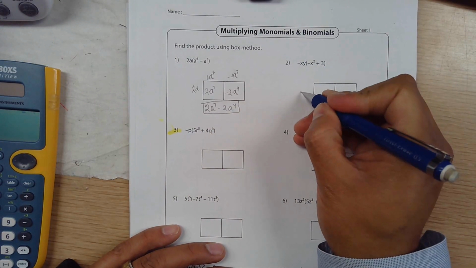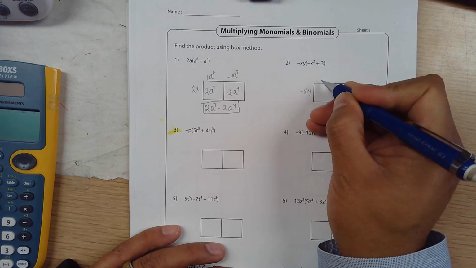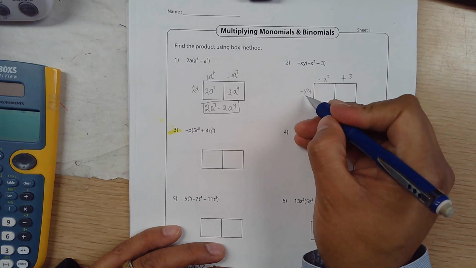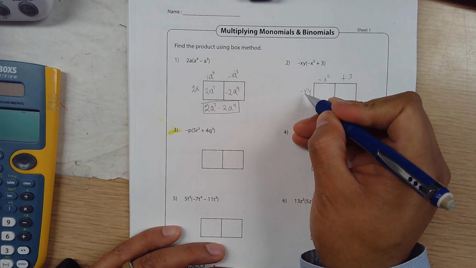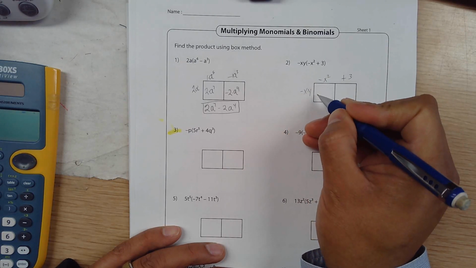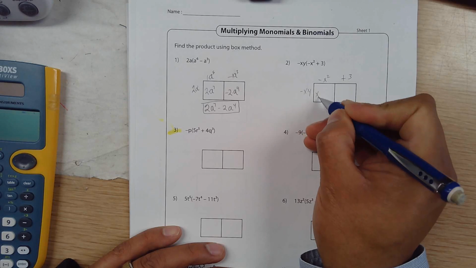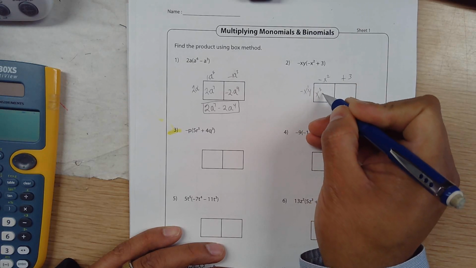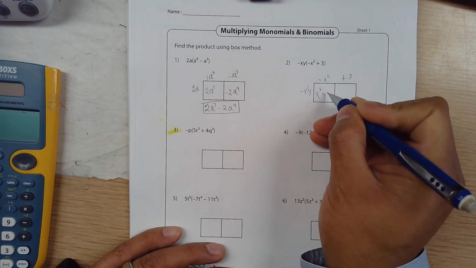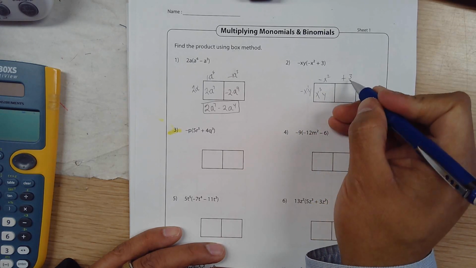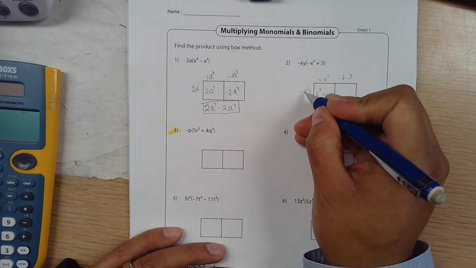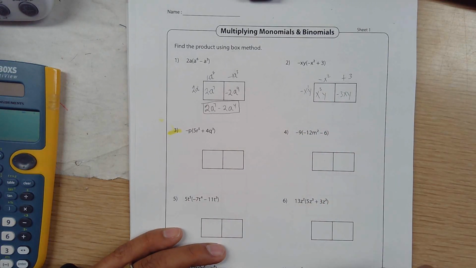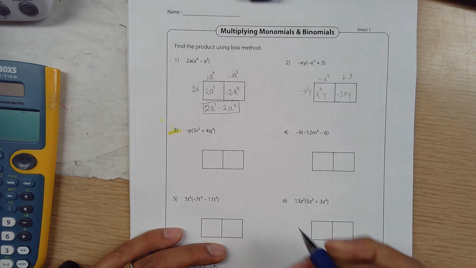Right, next one, bring it over here. Negative x squared plus 3. So for this one, let's do the coefficients. Negative 1 times negative 1 will be positive x. And then 1 plus 2 is 3. And the y doesn't have anybody, so you just carry it along. For this one, it will be negative 3xy. And let's go to the next one.